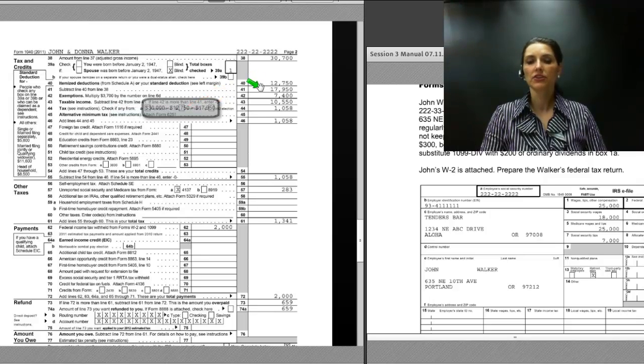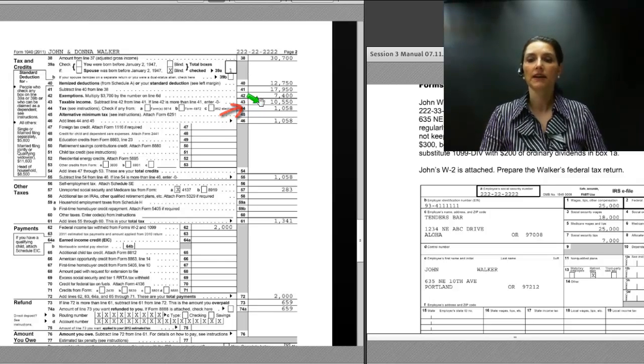We subtract the standard deduction from the total adjusted gross income, and we get $17,950. The next step on line 42 is to enter the exemption deduction. The Walkers will get an exemption deduction of 2 times $3,700, which equals $7,400. We subtract $7,400 from $17,950, and we're left with $10,550 of taxable income.